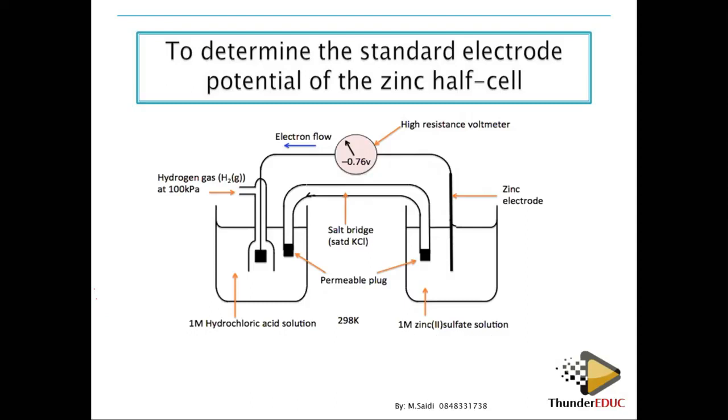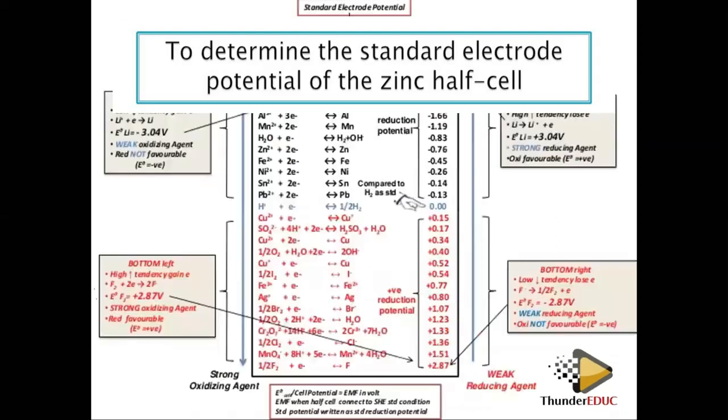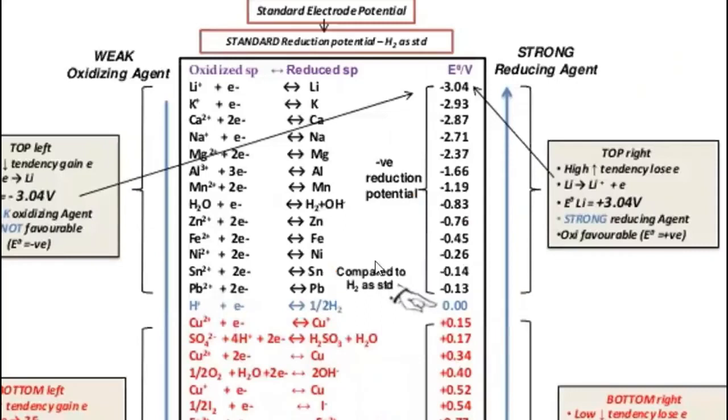So we have to go back to the reactivity series, and then we see zinc versus hydrogen. Zinc is here, versus hydrogen, which is here. So it means that zinc is more reactive than hydrogen, so zinc is going to be the anode, while hydrogen is going to be the cathode.